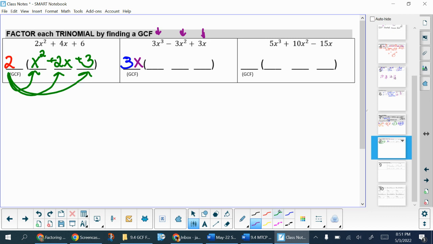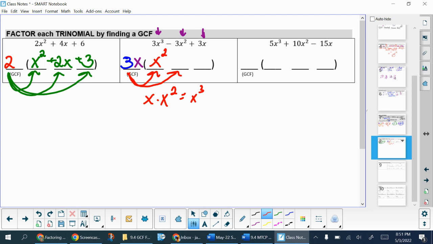Now we can go through and multiply. 3x times what makes 3x to the third? Well, I've already got the 3. I don't need to multiply by anything to get 3, or just 1, but I'm not going to write that. But this x, I need to multiply by something to get x to the third. Well, x times x squared makes x to the third. So I need to put an x squared here.